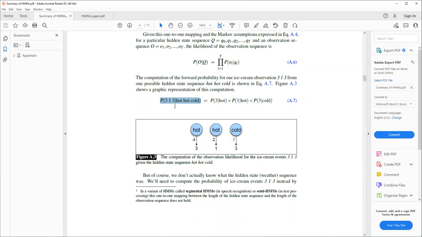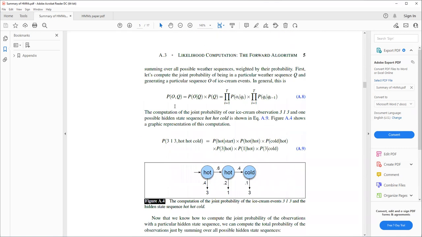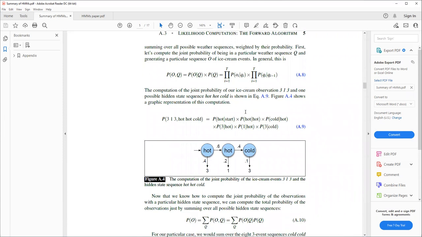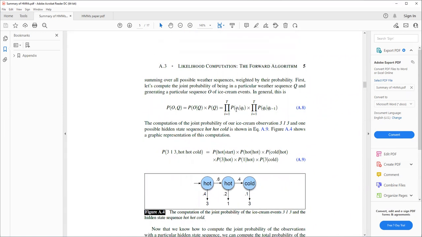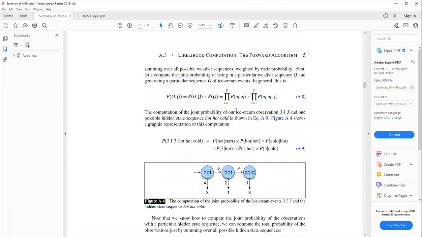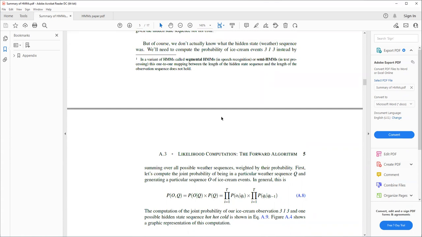So we need to take care of all the transition probabilities and all the emission probabilities, and perform a sum over all of them, as well as a product of each sequence. So now what this transforms into is the probability of generating 3, 1, 3 from hot, hot, cold.